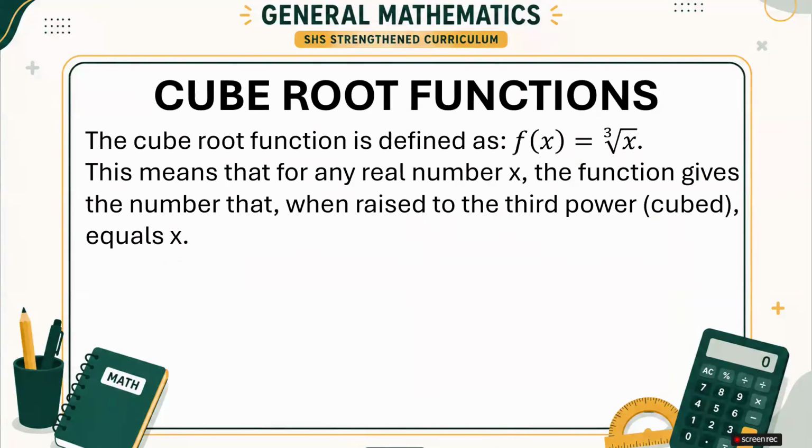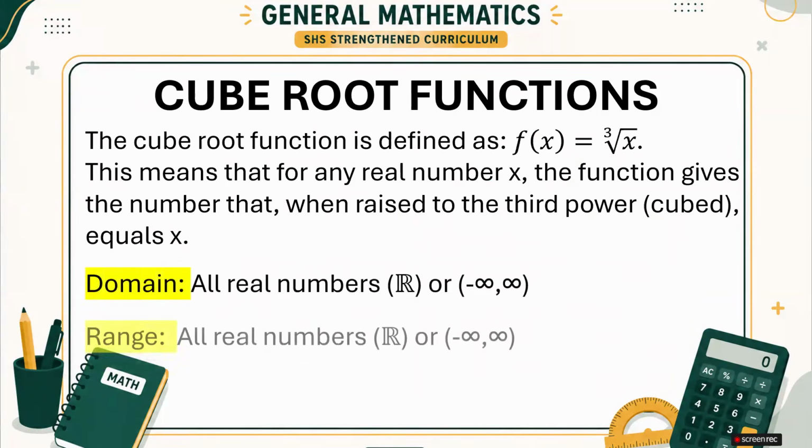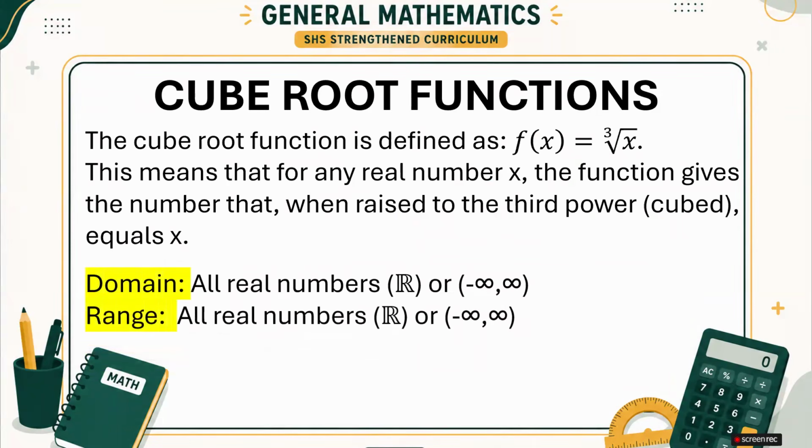For the domain and the range of the cube root function, all of the real numbers are considered. That's why there's no restriction. Comparing it to the square root, we cannot input a negative value in square root, but in cube root, negative inputs are allowed.